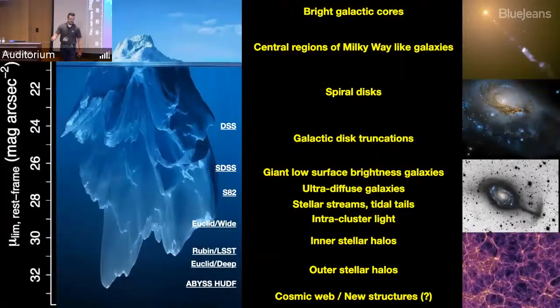So, like Mireia just said, we are only seeing the tip of this beautiful iceberg. Just to put some scale, at magnitude 27, where the SDSS ends, we are starting to see the signs of low surface brightness galaxies and ultra-diffuse galaxies; magnitude 28, the stellar streams and tidal tails; magnitude 29, the intracluster light picking up some signal, the inner and outer stellar halos; and maybe someday when we break the 30 magnitudes per square arcsecond limit, we will be able to see the remains of the cosmic web.